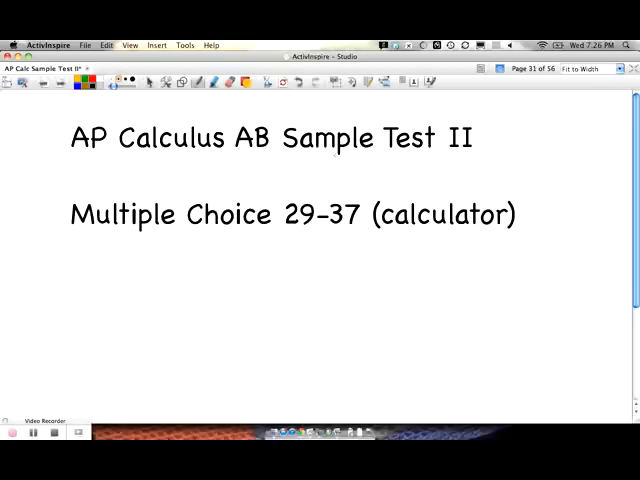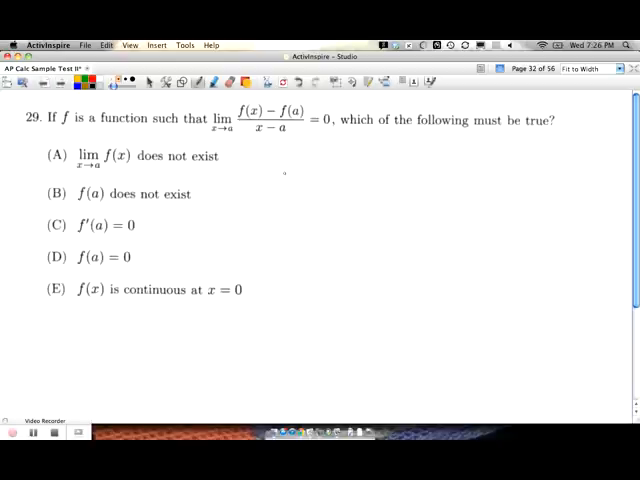Welcome back, Calculus. We are looking at sample test 2 still. Now we're in the multiple choice, the calculator section, numbers 29 through 37. The second video will go through numbers 38 through 45. So let's jump right in.